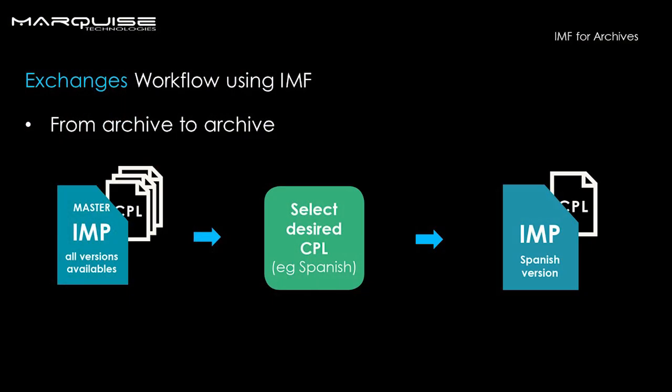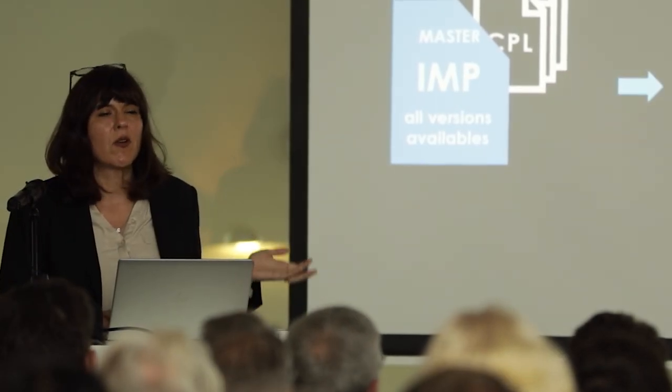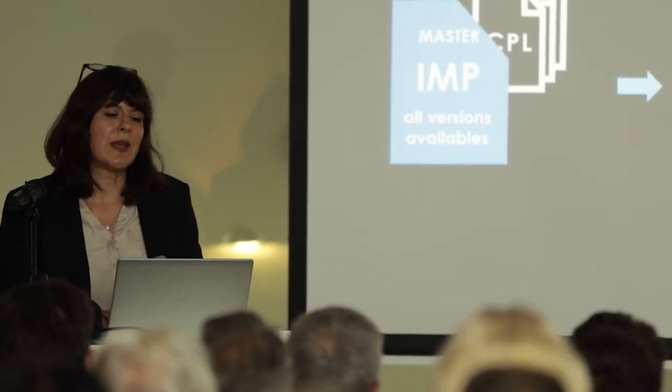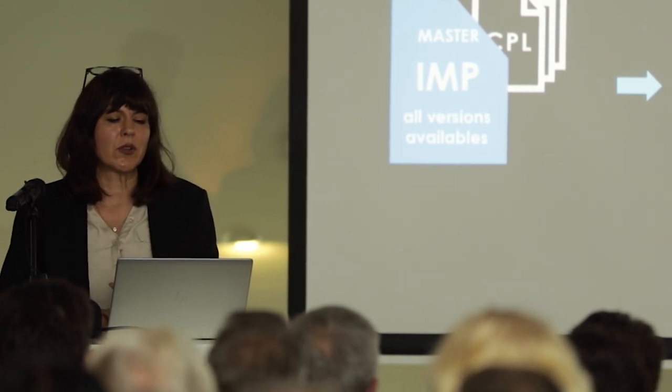Talking about exchange, that's part of it. That's the primary intent of the IMF. It was to exchange content. So archives are used to exchange content between them. You probably have a version that another archive is very interested to have because you are doing a film week, all those kinds of things. So if you have your main archive format in IMF that contains all your versions, the only thing you need to do is output the desired CPL and give that to your archive.